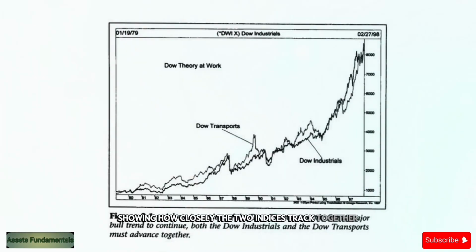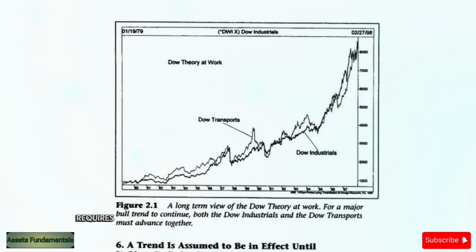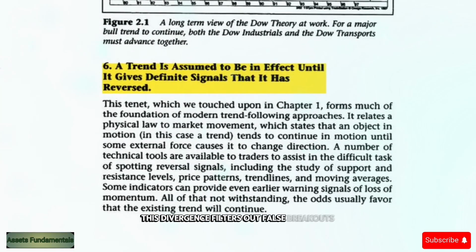indices track together. The protocol maintains that a breakout to a new high in one average is not a valid macroeconomic signal. The inception or continuation of a primary bull market requires the second average to exceed its own previous secondary peak to confirm the move. When the two averages diverge, when one hits a new high but the other fails to confirm, the prior trend is assumed to still be maintained. This divergence filters out false breakouts.